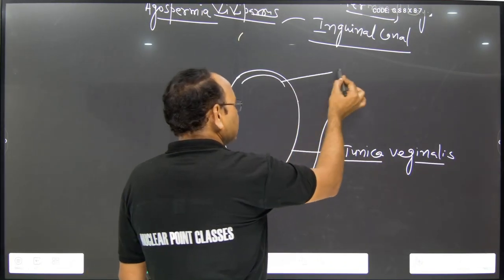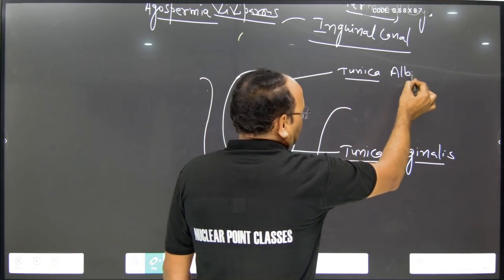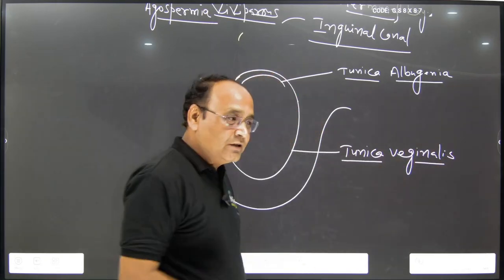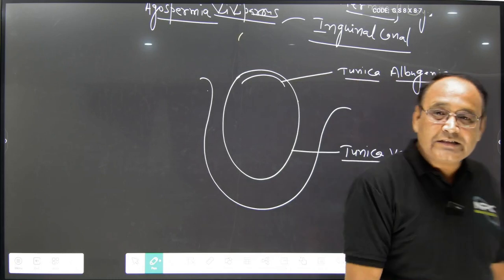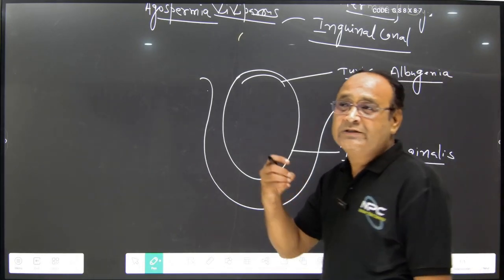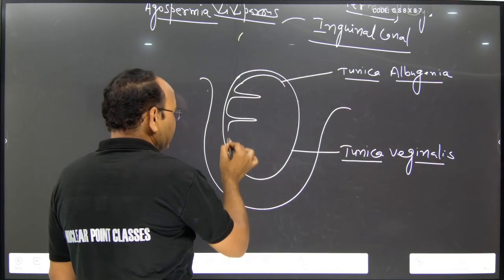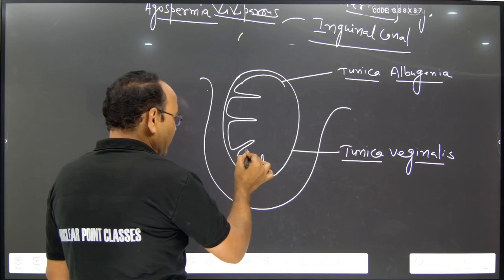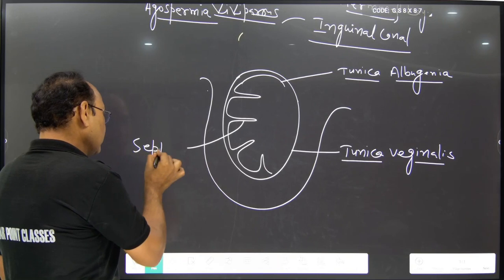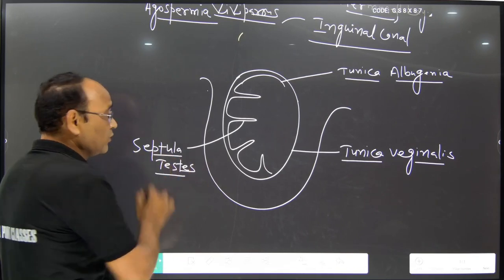So simply I can say testis is bilayered, the outer layer is known as tunica vaginalis, and the inner layer is known as tunica albuginea. So two layers are present in the testes. But tunica albuginea is not regular. It forms some septa, and these septa are known as septula testes.